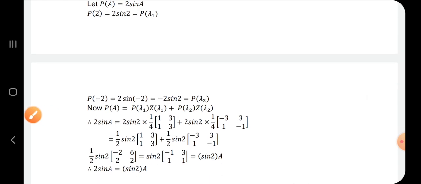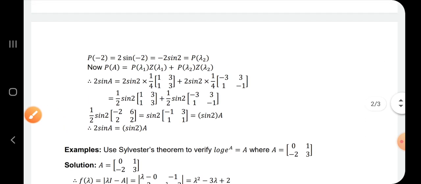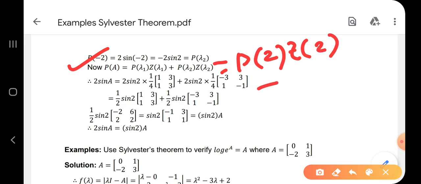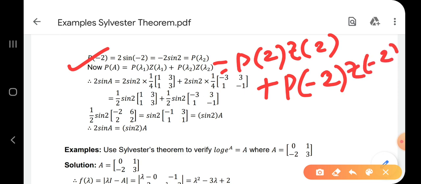Our P of A is equal to, do you remember? P of A is equal to P of lambda 1 z of lambda 1 plus P of lambda 2 z of lambda 2, or I can write P of 2 z of 2 plus P of minus 2 z of minus 2, because these are the two eigenvalues for me, 2 and minus 2.